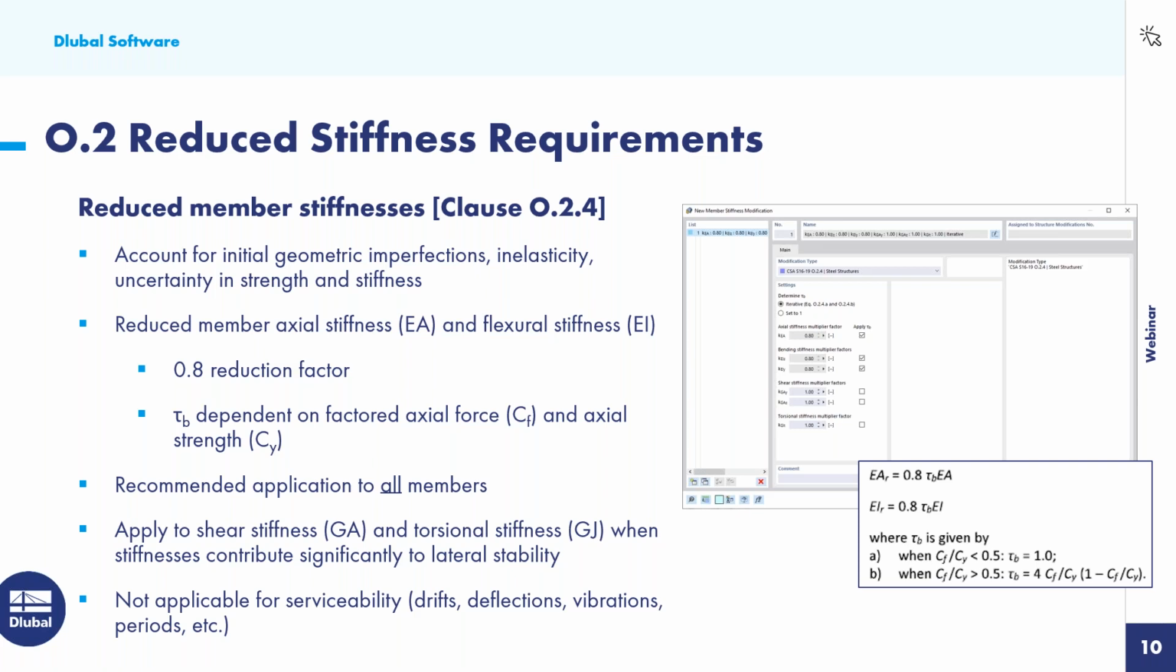Additionally, if the member's shear stiffness, GA, and the member's torsional stiffness, GJ, contribute significantly to the lateral stability, then these stiffness reductions should also be applied to these stiffnesses. So it would be up to the engineer to determine, should we also reduce the shear and torsional stiffnesses as well. Now, these reduced member stiffnesses are not applicable for serviceability, so we're talking about drifts, deflections, vibrations, natural periods. We want to keep the full stiffness for these serviceability checks.